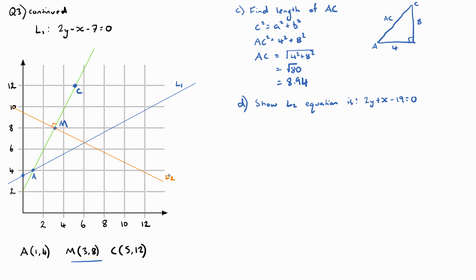And we need to show that the equation of this line is 2y plus x minus 19 equals 0. So a bit of a tough question, this one. I'm going to start with the form of a straight line. Always start here and we can work from here. y equals mx plus c, where m is the gradient and c is the y-intercept.